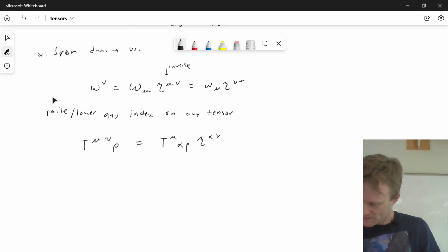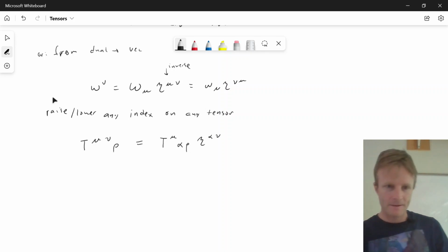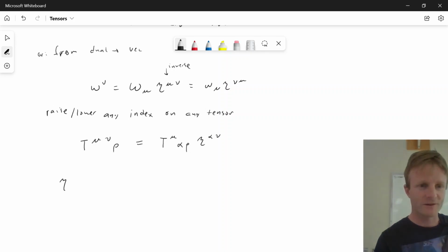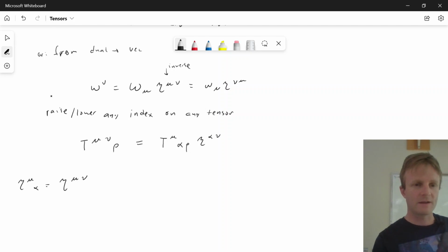Is there a mixed metric tensor? Yeah, let's figure out the mixed metric tensor. So let's take the upstairs metric tensor, and we're trying to get eta mu alpha. So how do we do that? Well, we need to lower it with the metric. So we need to sum over nu and write alpha.